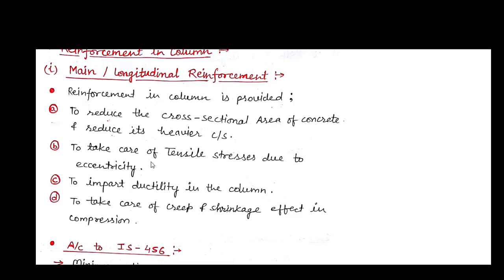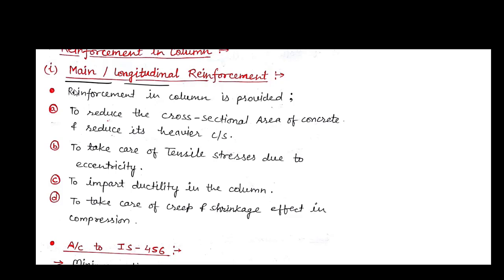Now we come to the part of reinforcement in column. How much reinforcement do we have to provide in column? Reinforcement in column is of two types. The first one is the main or longitudinal reinforcement and the other one is the transverse reinforcement. In case of beams we know it as main reinforcement and stirrups, but in case of column the main reinforcement is also known as longitudinal reinforcement.